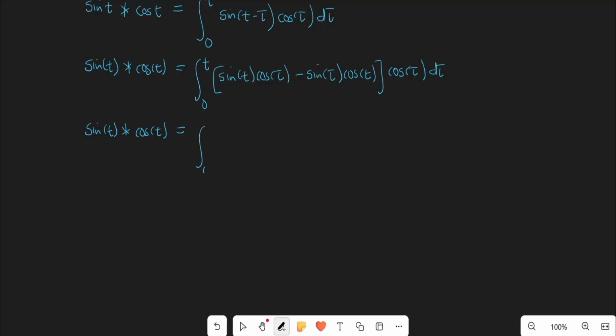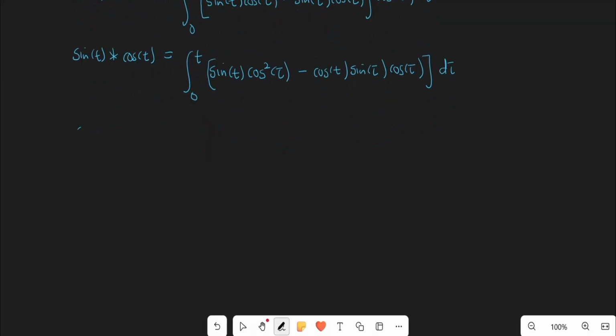Now we can distribute in with the cosine of tau. So this one is going to be sine of t, and now cosine of tau times cosine of tau is going to be cosine squared of tau, like this, minus the next one, which is going to be cosine of t, then sine of tau and then cosine of tau, like this, all this one, and then d tau.